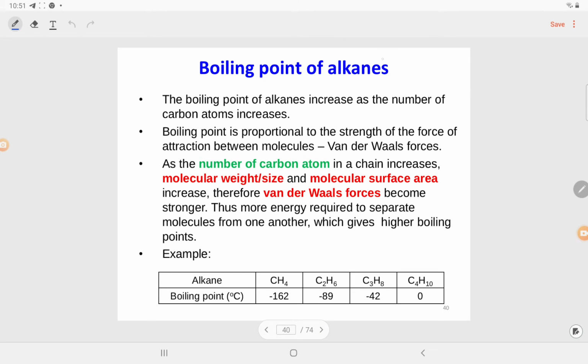If we discuss the concept of the boiling point of alkanes, we must focus on the concept of intermolecular forces. Basically, inside the alkane, no functional group is present. They consist of carbon and hydrogen only. Therefore, the electronegativity of them is almost the same. So these alkanes are non-polar molecules.